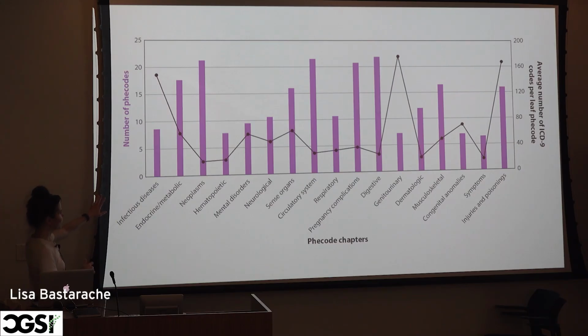But here it just shows that Phecodes are broken up into different chapters. These chapters are not even loosely based, I think they're precisely based on ICD-9 chapters. So you have a chapter for infectious disease, endocrine metabolic, neoplasms, etc. And you can see here that the number of Phecodes is variable across these chapters. In the Phecode 1.2 version, there's not that many infectious disease codes compared to the endocrine metabolic.